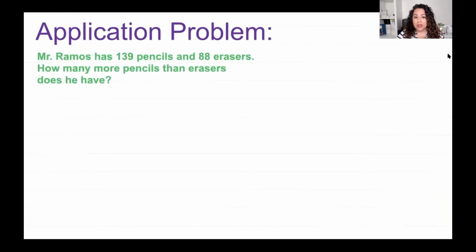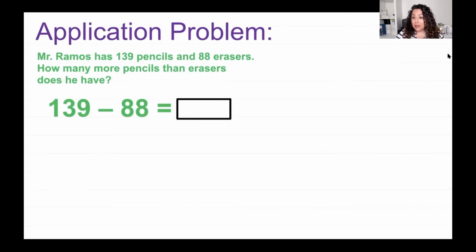Mr. Ramos has 139 pencils and 88 erasers. How many more pencils than erasers does he have? Well, I'm going to start with my number sentence, and it says 139 take away 88, and that equals something. So let's go ahead and find our answer.